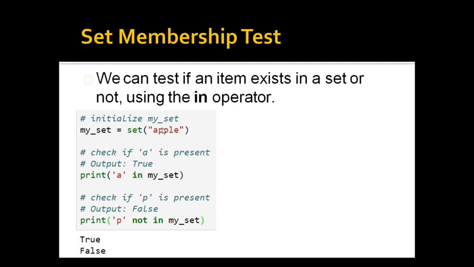Firstly, here I initialize a variable that is my set and make a set apple. Then I check a in my set. As a is present in it, it will result in true. p not in my set: as p is present here, not in results in the opposite way, so it will result in false.